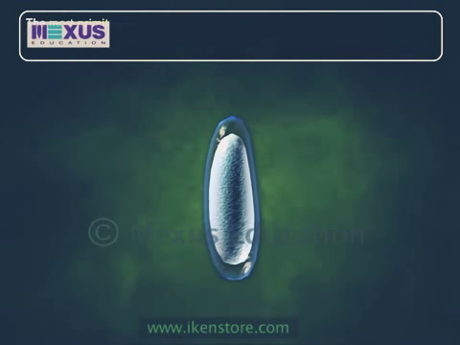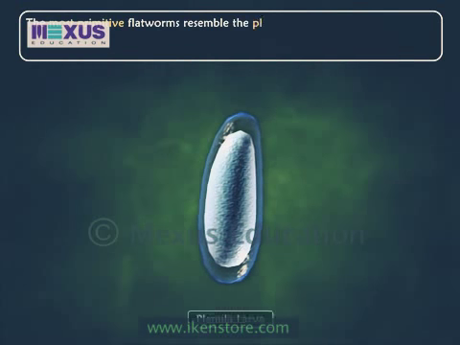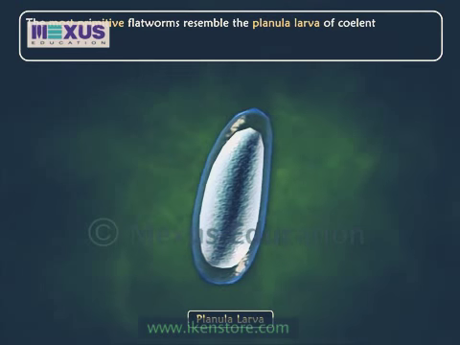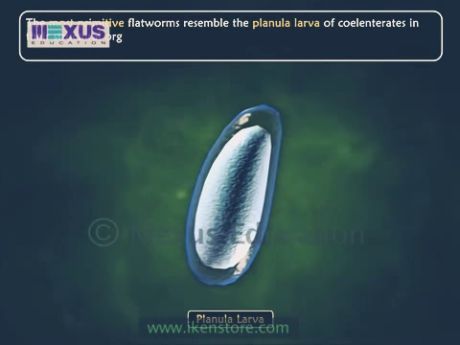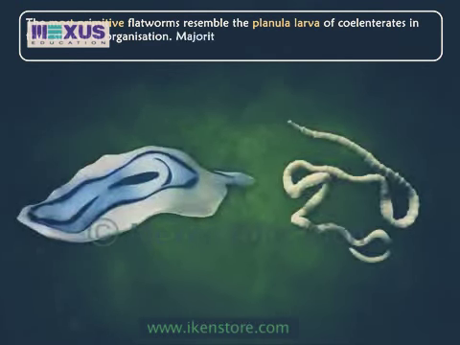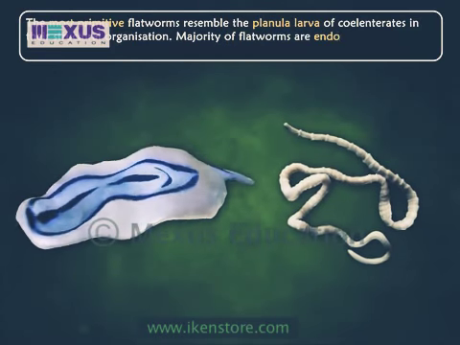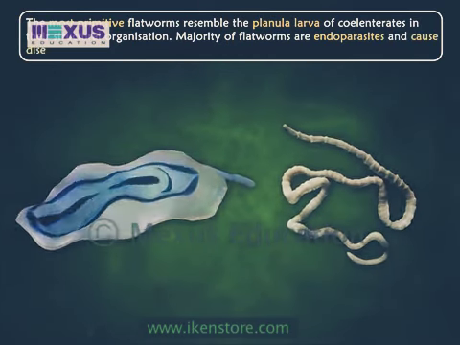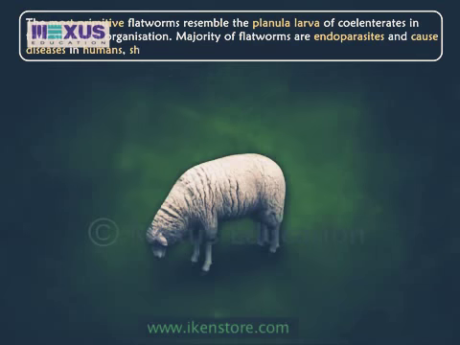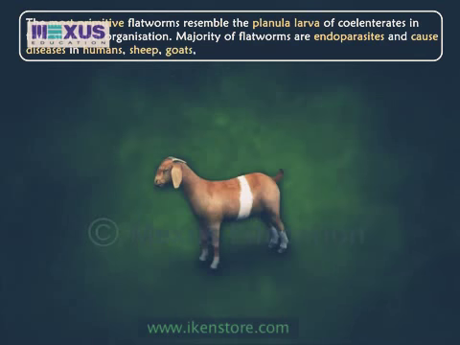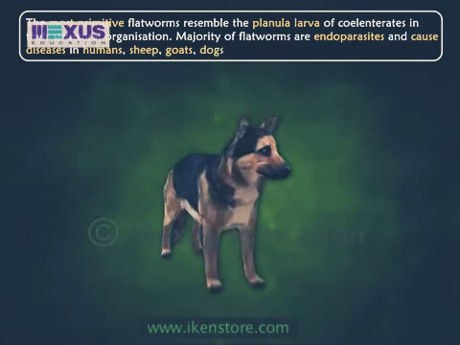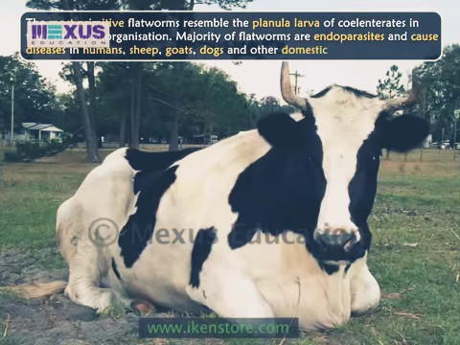The most primitive flatworms resemble the planular larvae of coelenterate in their structural organization. The majority of flatworms are endoparasites and cause diseases in humans, sheep, goats, dogs, and other domesticated animals.